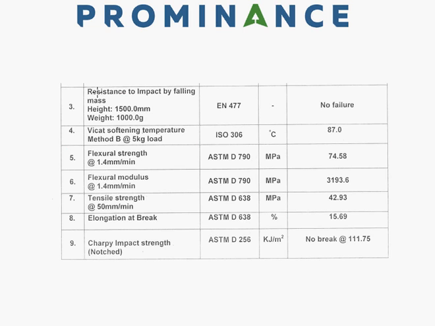Now the second part of this screen is related more to the mechanical properties. For example, resistance to impact by falling mass, as per EN 477, the result is no failure. So obviously this is a good result. Similarly, you can check the flexural strength. This material, as per HTMD 719, is 74.58 MPa. So these are the figures you can relate to different standards and the quality of it.